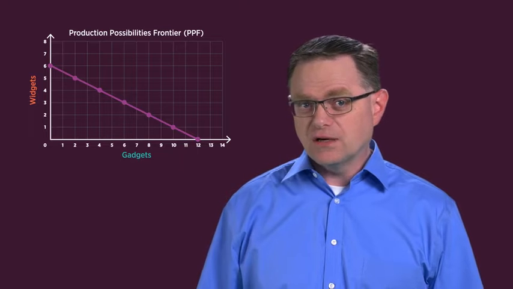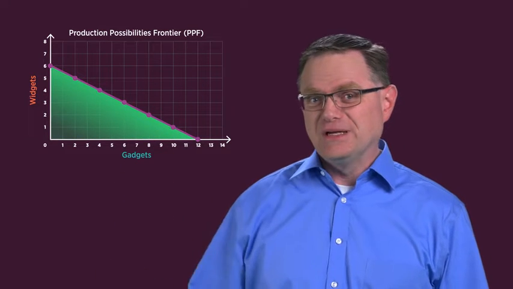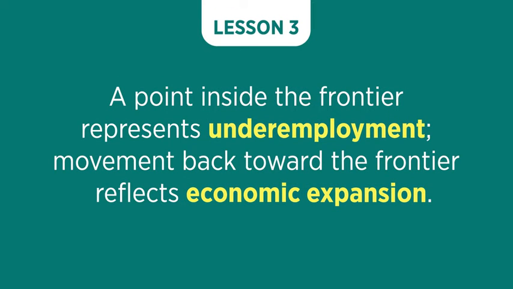Now let's move beyond the basics and see how the PPF graph illustrates some bigger economic ideas. The space right here on the inside of the frontier helps illustrate our next lesson. Lesson 3. A point inside the frontier represents underemployment. Movement back toward the frontier reflects economic expansion. The frontier represents maximum production with the available resources.